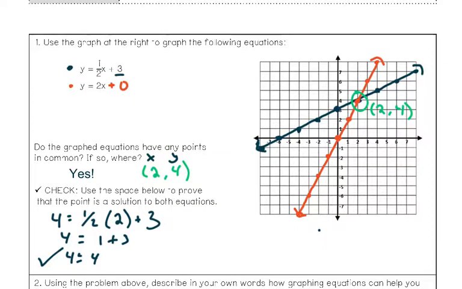Let's try it for the other one. And again, I just plugged that point into this equation. Just substituted the x and the y for the x and the y in the equation. So I got 4 equals 2 times 2. 4 equals 4 is true. So that point works for this equation and this equation. So I've proven it by graphing it, and I found the solution (2, 4). And then I double-checked it and proved it algebraically by substituting that coordinate into each equation and got true statements for both. So that's how you solve systems by graphing. You graph it, and then you can always check it.